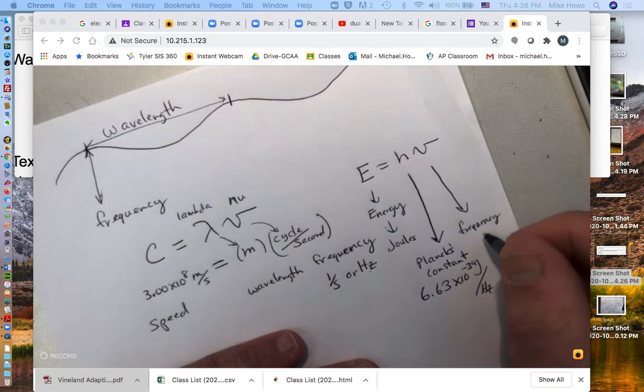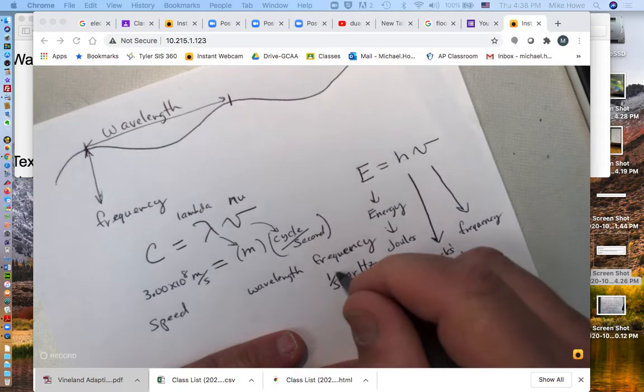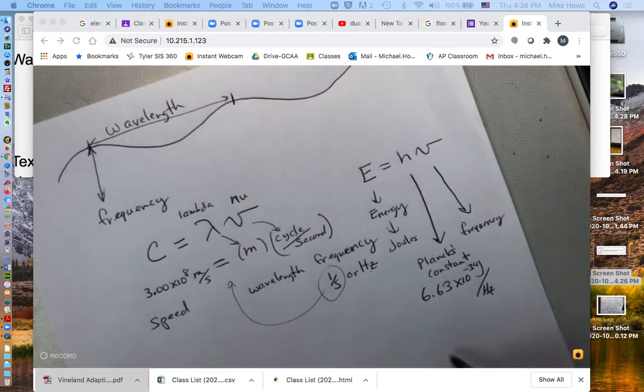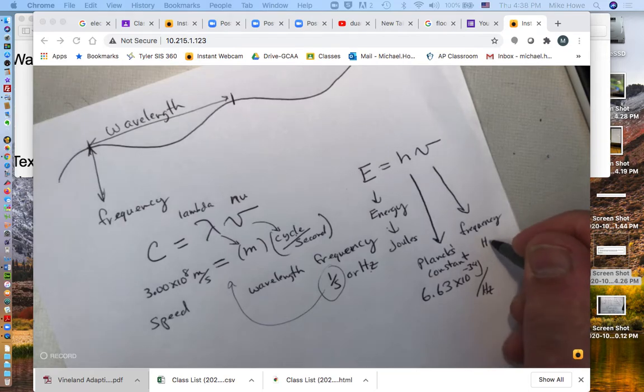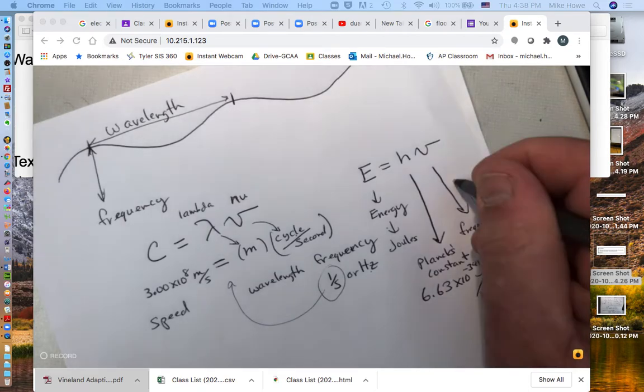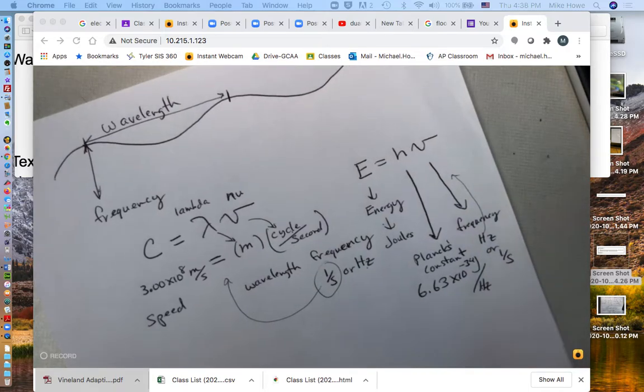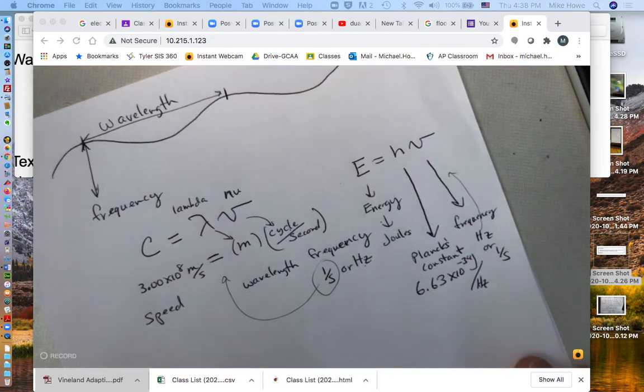And frequency is either in reciprocal seconds or hertz. Reciprocal seconds tends to get used in the other equation, but hertz is preferred in this equation. So you can measure it either way, but hertz is preferred in the E equals h nu equation.